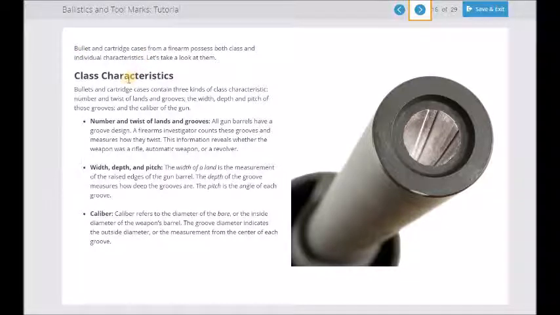Okay, so bullets and cartridges, we have a couple of things. We have class characteristics, just like we did on the other types of tools. Now we're talking about bullets. Class characteristics would be the number and the twists of lands and grooves. That's these things, the lands and the grooves. How many are there? That gives you an idea of what kind of gun. The width, the depth, the pitch of the gun barrel. That tells you more about what kind of gun it is, what gives you an idea of what you're looking for. The caliber obviously is a big deal.